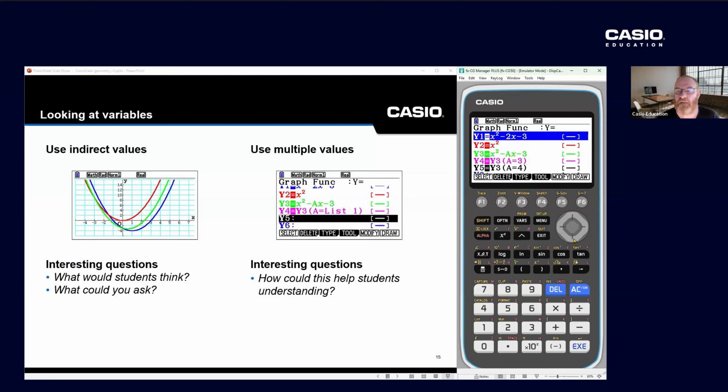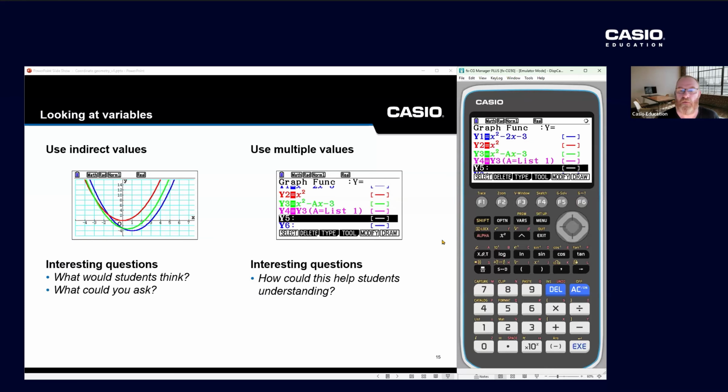So what you could actually do is, let's delete Y5, and I can edit Y4. So let's just say that I still want my function Y4 to be something to do with Y3 that's got the variable in it. But this time I want the value of A to be the list that I just entered. So I only have to enter this once. So shift and 1 again, and then list 1.